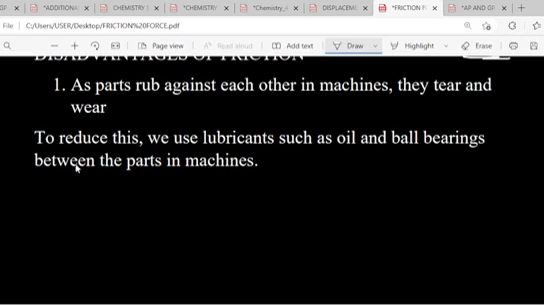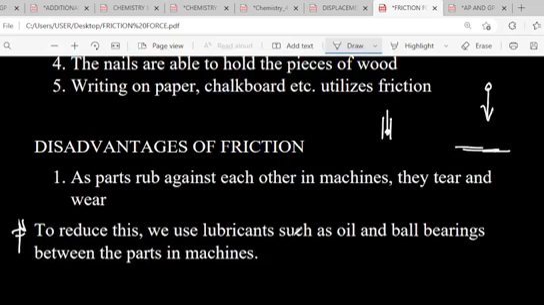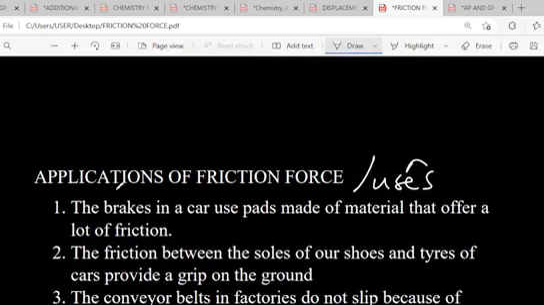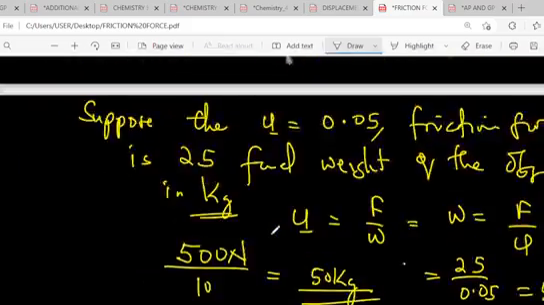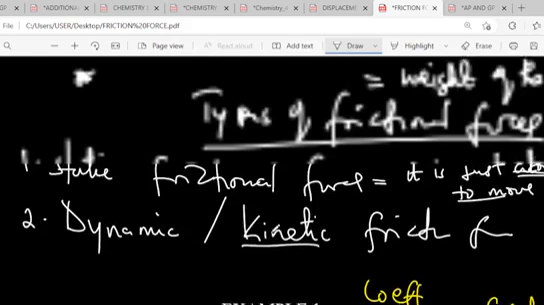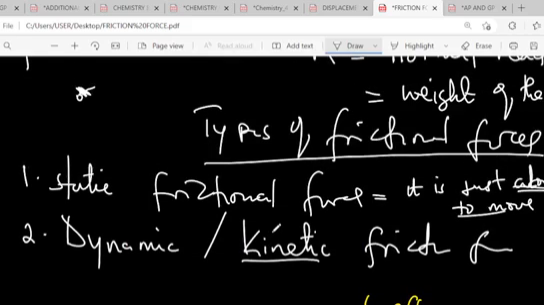But how can this problem be solved? We do this by lubricating the parts with oil between the parts. So these are the disadvantages and the uses or applications of friction force. Know these things, know the types of friction forces, know the definition, know the calculations, and know the factors that affect the friction forces. So this marks the end of our lesson.